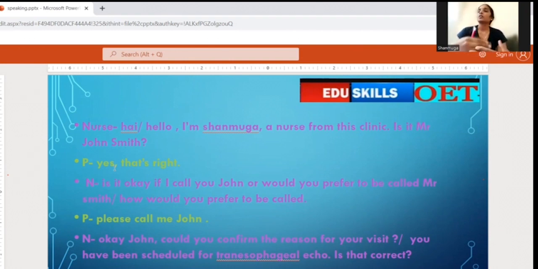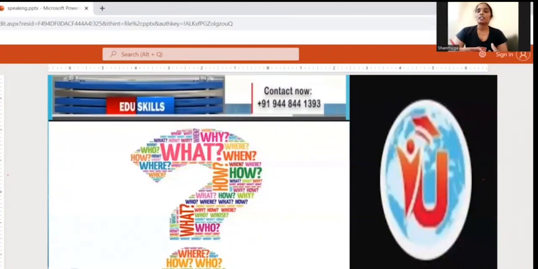Okay, John, could you confirm? Here you can clearly see, confirm the reason. You have to use that word. You can use, could you confirm the reason for your visit? Or you can use another way: you have been scheduled for a transesophageal echo, is that correct? Like that you can ask the patient, then he will tell you, yes, I have been scheduled.